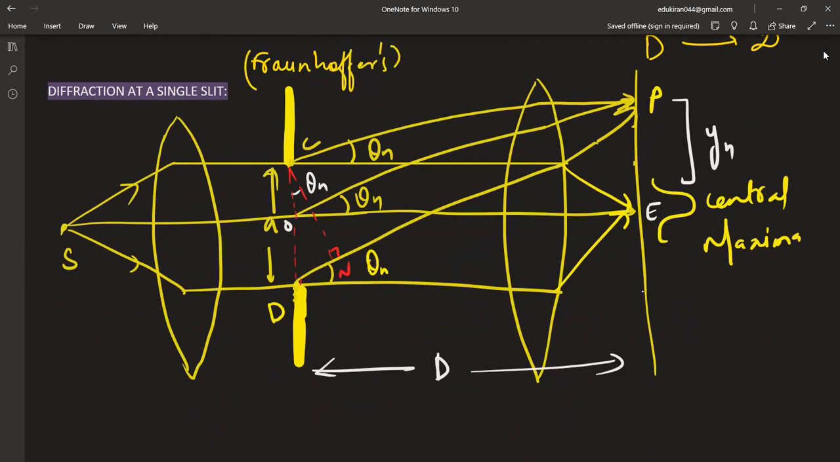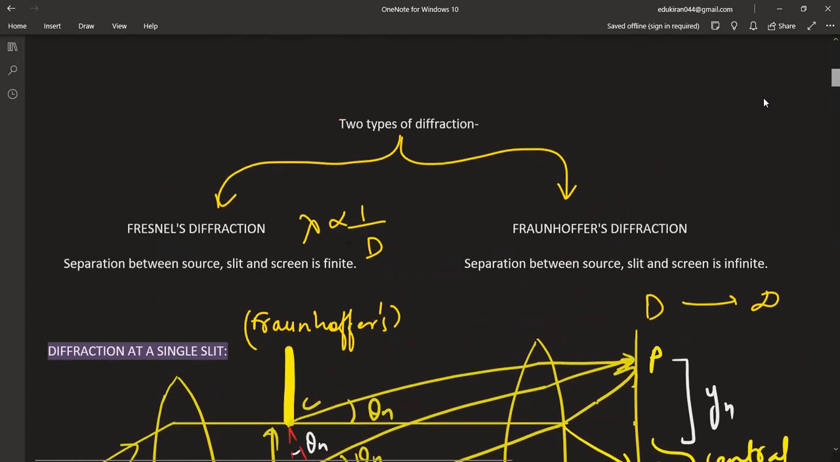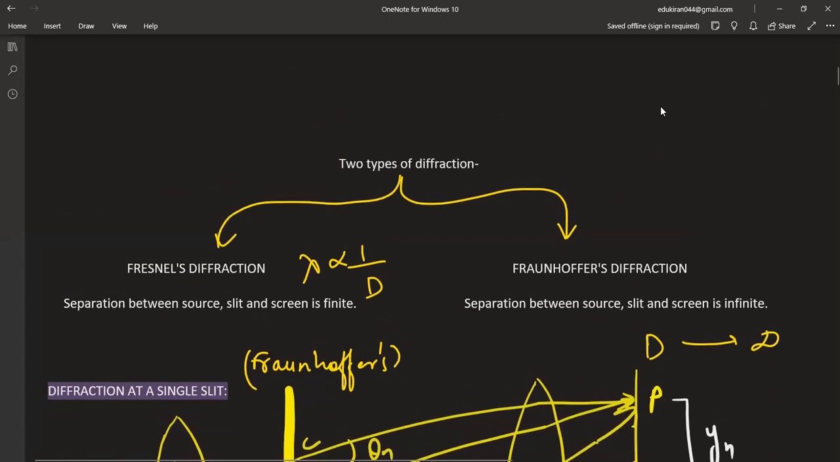This is Fraunhofer's diffraction. Two types of diffraction, Fresnel's diffraction, Fraunhofer's diffraction. Now in your syllabus, you do not have Fresnel's diffraction as a part of it. Just the difference between Fresnel's diffraction and Fraunhofer's diffraction was that separation between the source and the screen was finite. All right, that was Fresnel's diffraction. And separation between the source and the slit is infinite in case of Fraunhofer's diffraction.